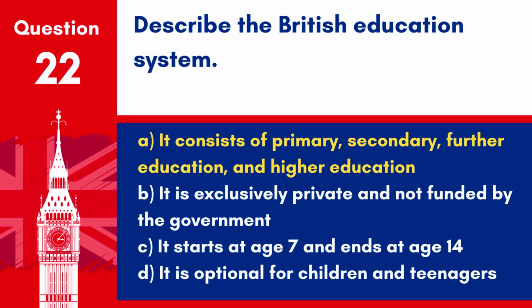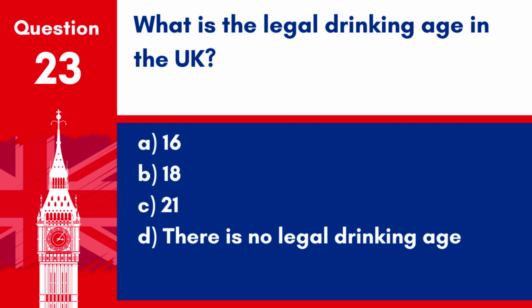Answer: A. It consists of primary, secondary, further education and higher education. The UK education system includes several stages: primary education, secondary education, further education, often in colleges, and higher education in universities.